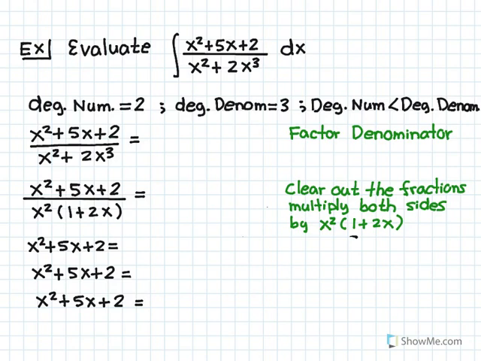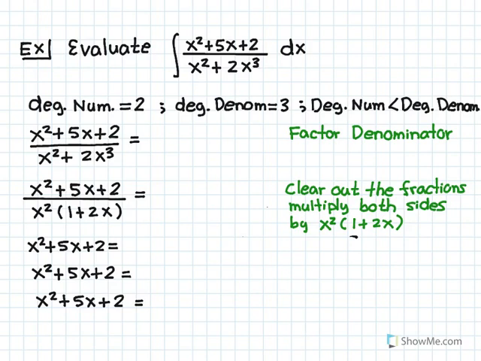All right, let's do an integral of a rational function. Here we have the integral of x squared plus 5x plus 2 divided by x squared plus 2x cubed, integrated with respect to x. The degree of the numerator is 2 because the leading term is x squared and the power is 2. The denominator, the leading term is 2x cubed, so the highest power in the denominator is 3. The numerator has a lesser degree than denominator. The degree of numerator is less than degree of denominator, so we can do our partial fraction decomposition.